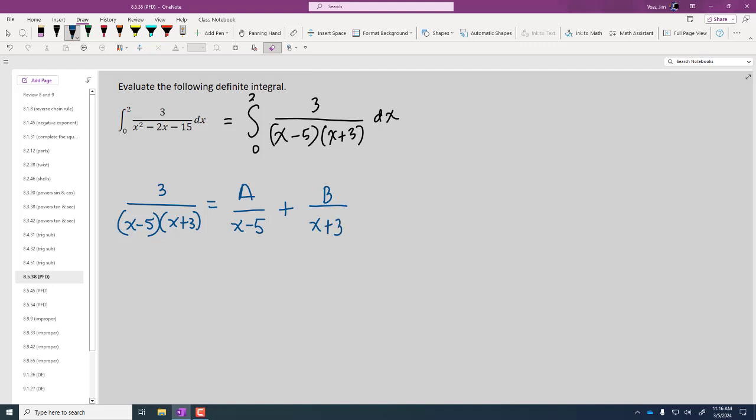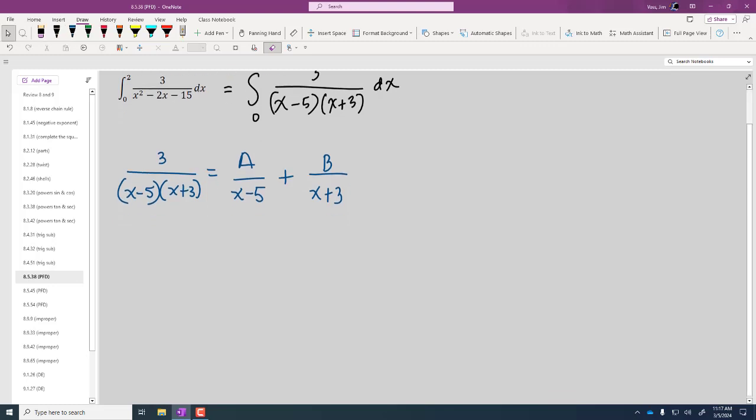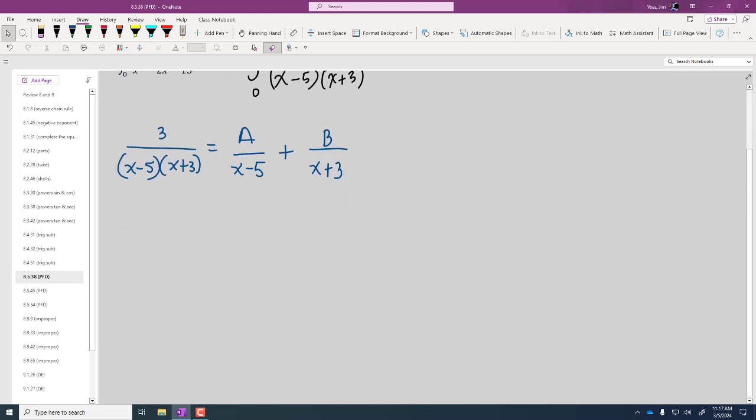Going from the right side to the left side is what you do in college algebra. You combine rational expressions, get a common denominator, mash it all together, and you get that thing there. In Calc 2, PFD, we want to bust it apart because those are easier to integrate. Those are both logs. So that's why we do it. All right, so we multiply both sides by the denominator on the left. And when you multiply by that denominator on the left, you're going to end up with this.